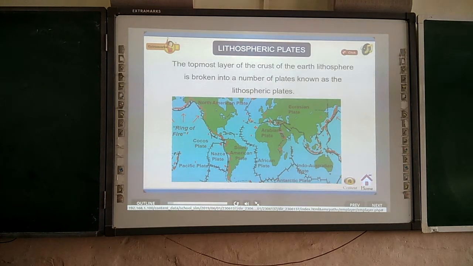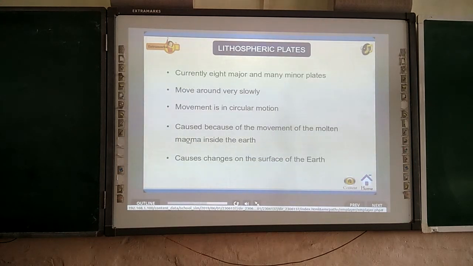Lithospheric plates. The topmost layer of the crust of the earth, the lithosphere, is broken into a number of plates, known as the lithospheric plates. The characteristics of the lithospheric plates are: there are currently 8 major and many minor plates. These move around very slowly. The movement is in circular motion. This movement is in turn caused by the movement of the molten magma inside the earth. It causes changes on the surface of the earth.